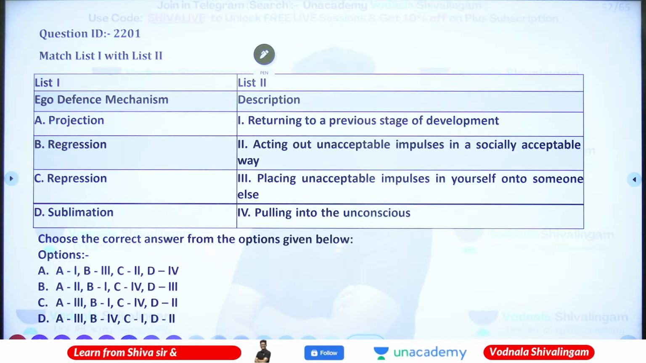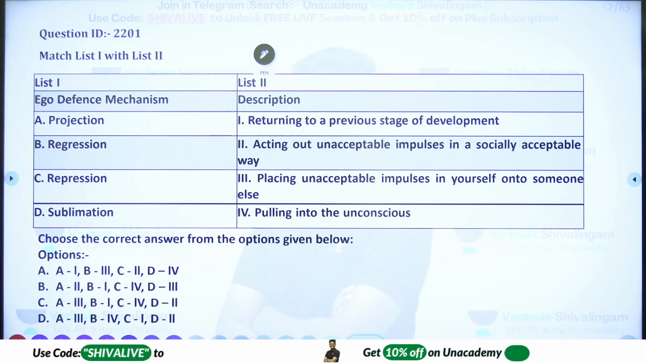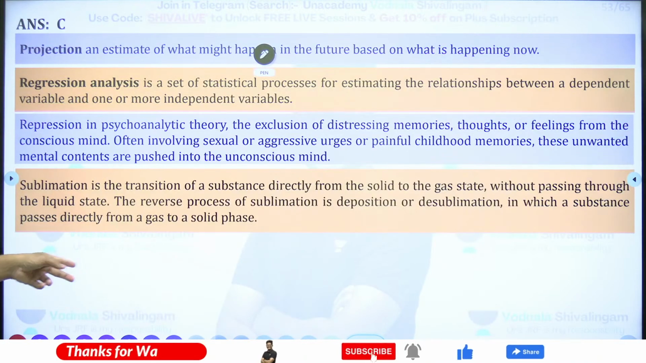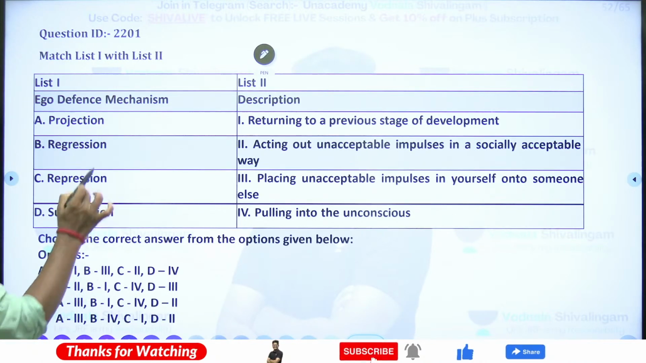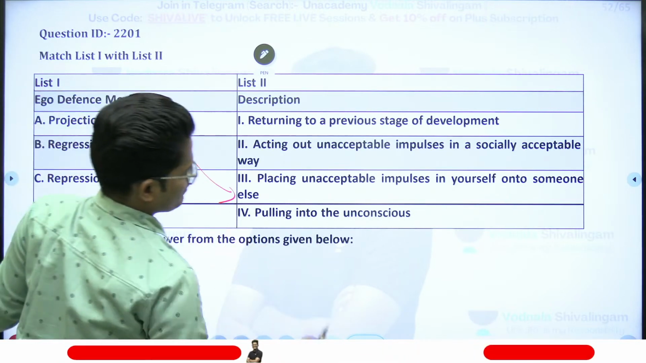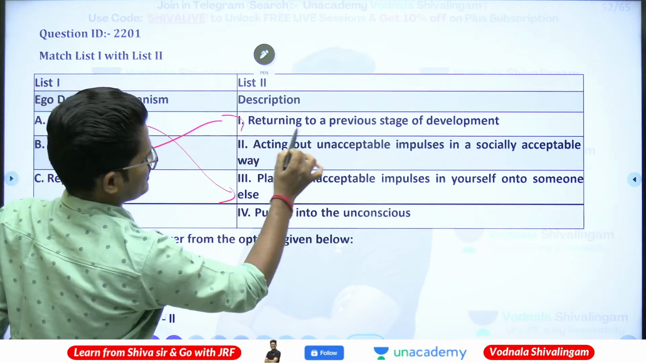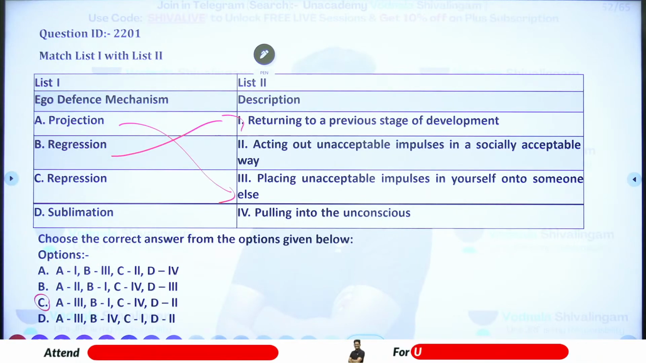Next question: ego defense mechanism descriptions: projection, regression, repression, sublimation. Let us go and understand this one, because we don't know about it. The answer is given as C. Projection is the third one: placing unacceptable impulses in yourself onto someone else. And B, regression, is given as returning to a previous stage of development.